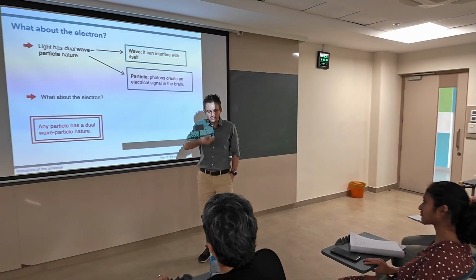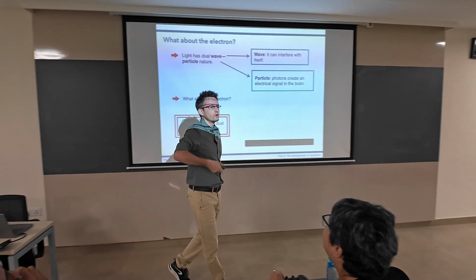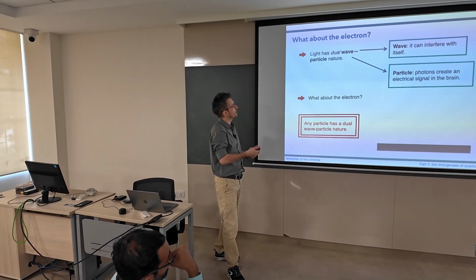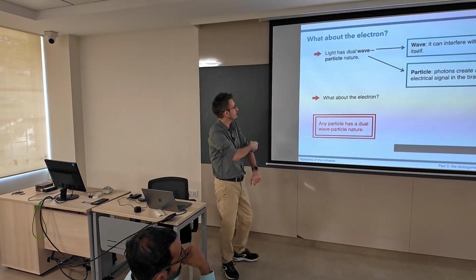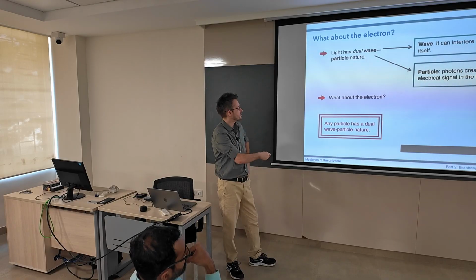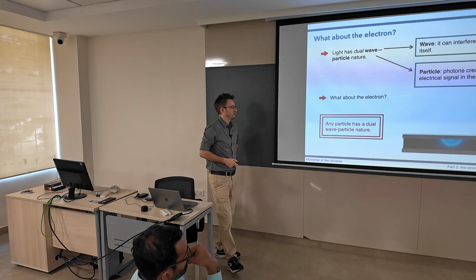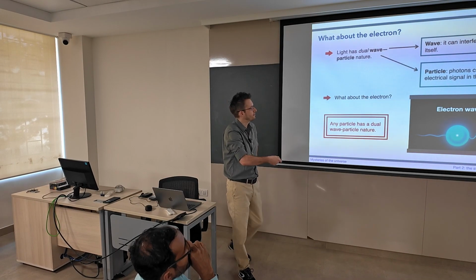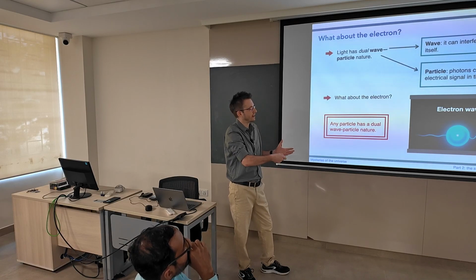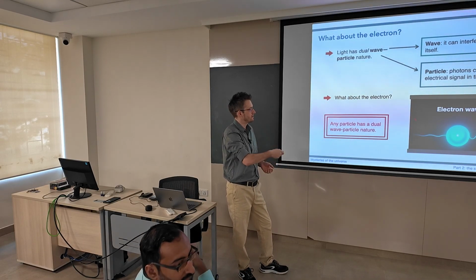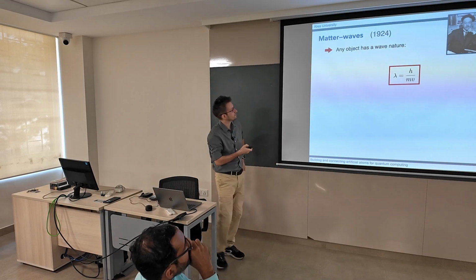So the point is, the electron, and any object in the world, also has a wave aspect. The wave-particle duality applies to anything, including the electron. Any particle has a dual wave-particle nature. So that's just an illustration: you have an electron that sometimes behaves like a point particle, and sometimes behaves like a wave.